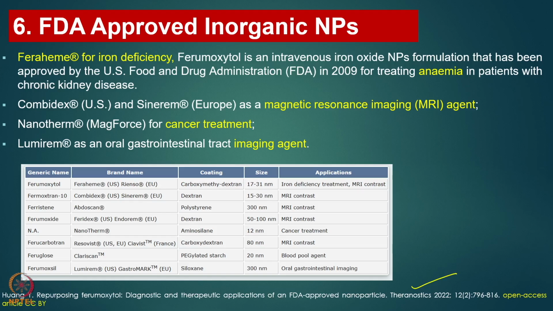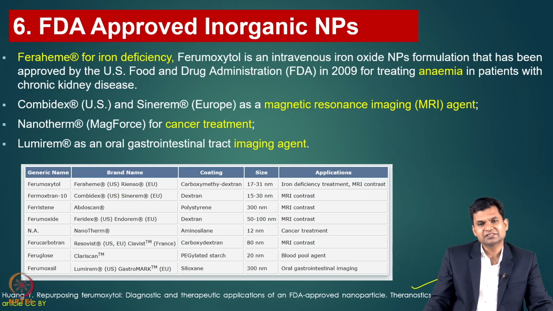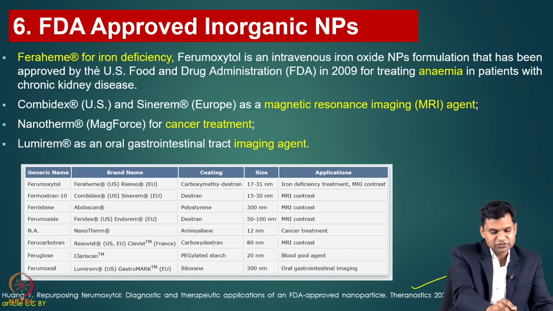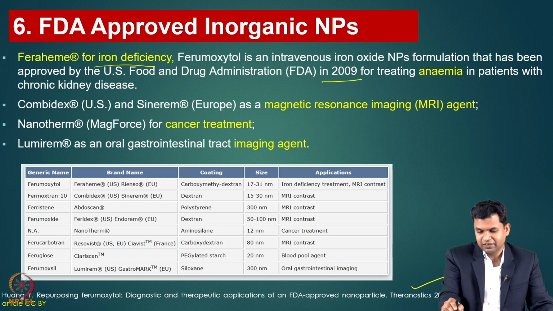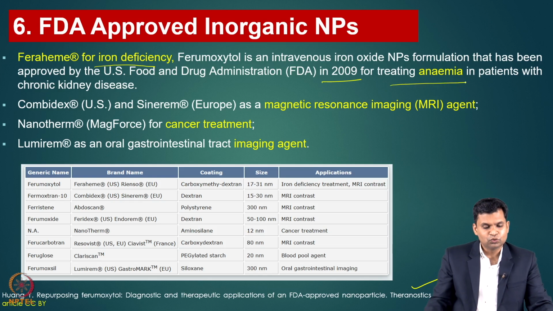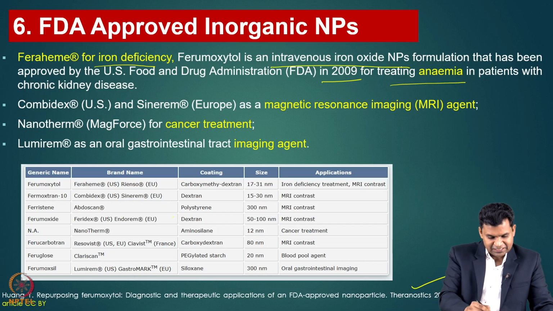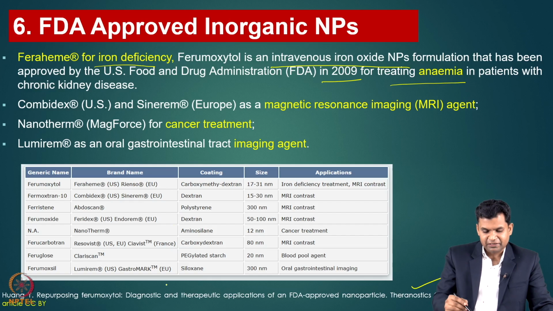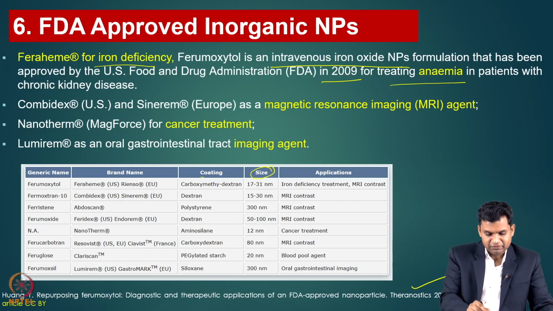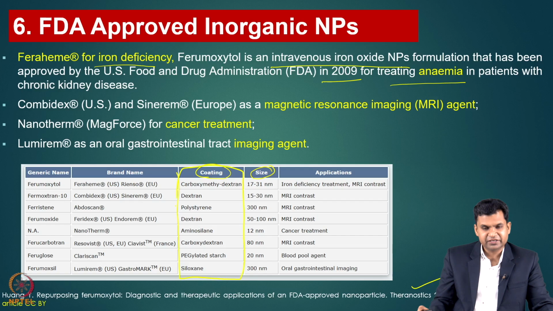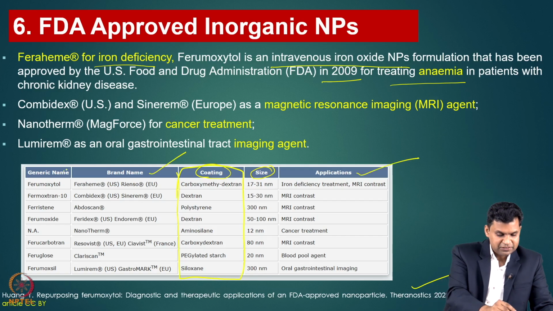Here are the various iron oxide based nanosystems. The first one was approved in 2009 for the treatment of anemia: Feraheme, for iron deficiency. This is an intravenous iron oxide nanoformulation. The related information is given here, including the particle size and coating. As we discussed, surface modification is very important. Most nanocarrier systems are functionalized with various molecules, and here are the applications, the brand names, and the generic names.